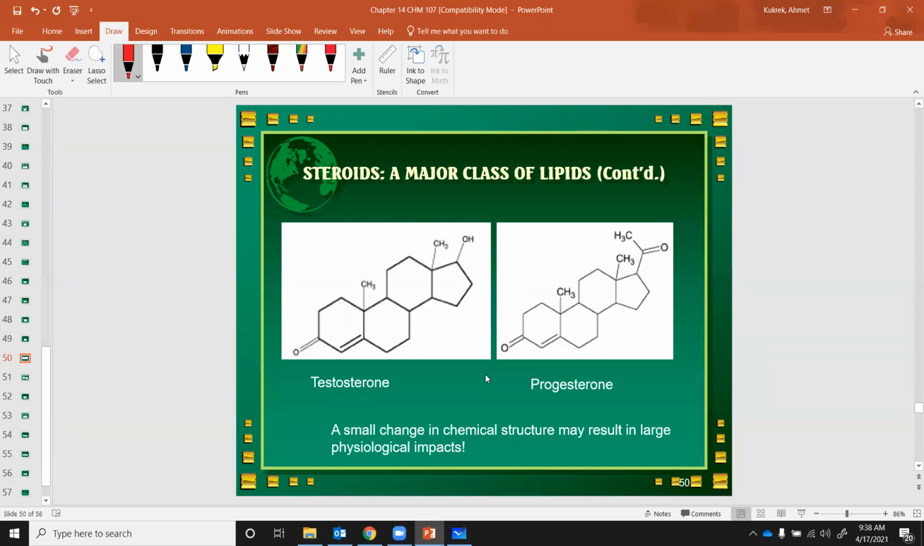If you compare the testosterone with the second one, the progesterone, look at it. The only exception here is this part here, right? By changing the hydroxide to a ketone, as you can see, it changes a lot of things.